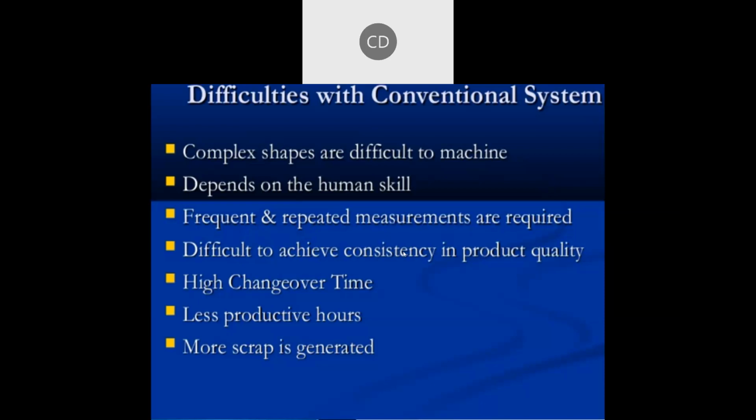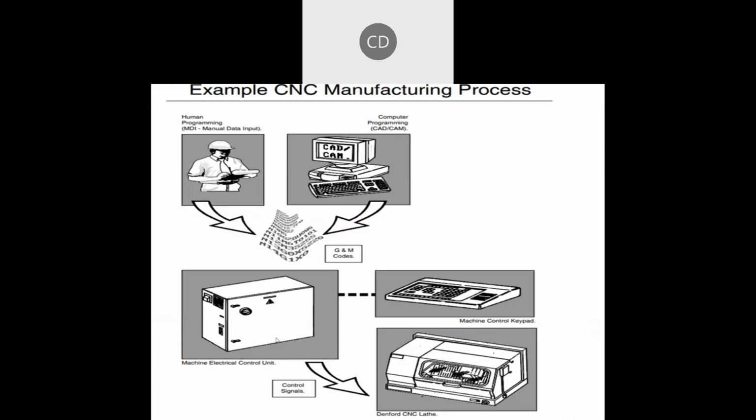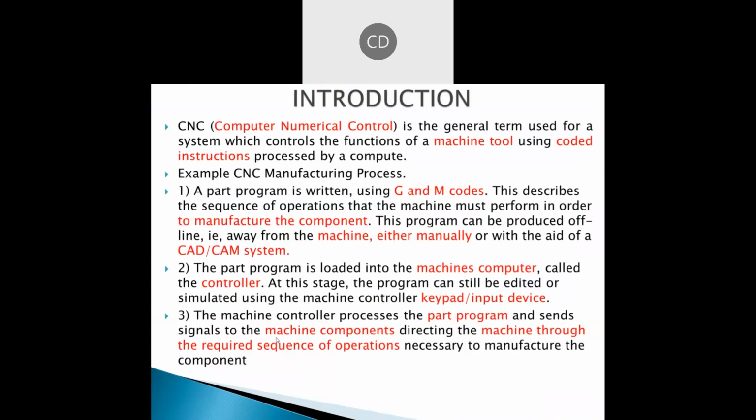So these are the problems of conventional systems that are overcome by the CNC machine. These difficulties are overcome easily with the CNC machine. Production is improved, and high changeover time and scrap are reduced. So these difficulties are reduced by using the CNC machine. So this is the introduction to the CNC machine.